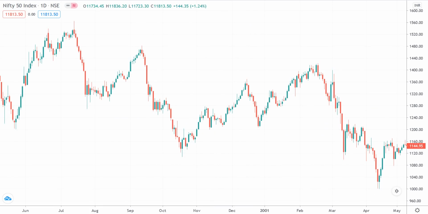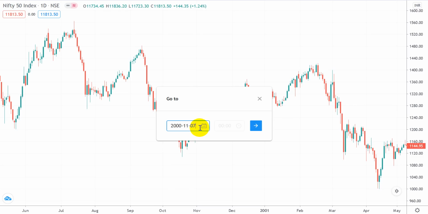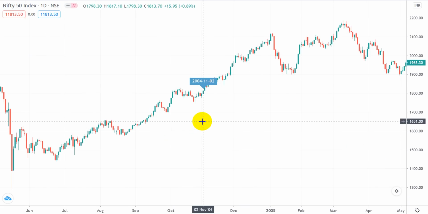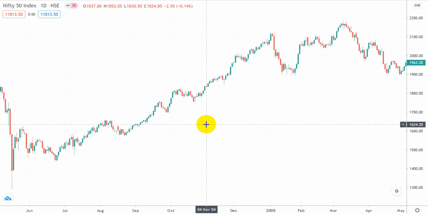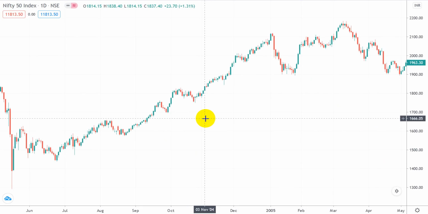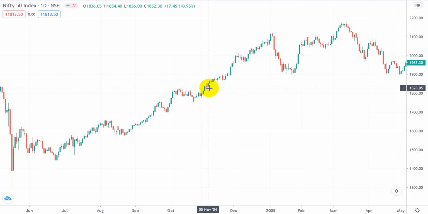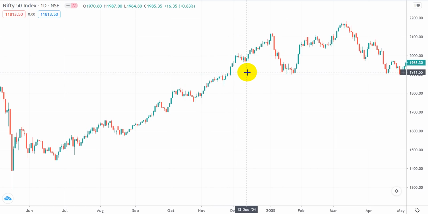The next one, results were declared on 2nd November 2004. So I'm going to 2004, 2nd November, again. So our market will react on the 3rd. And after that, the high was breached, and from there, a sustained trending move was observed in the market.